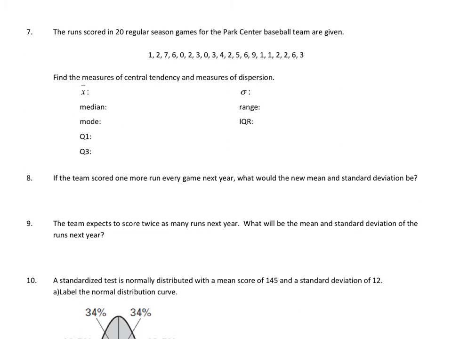So the runs scored in 20 regular season games for Park Center baseball team are given below. Find the measures of central tendency and measures of dispersion. All right, so this one is a big calculator one. So we are going to need to go to our calculator, and we're going to start by hitting stat, enter, enter. So stat, enter, I guess just 1 enter. And then we should have the lists.